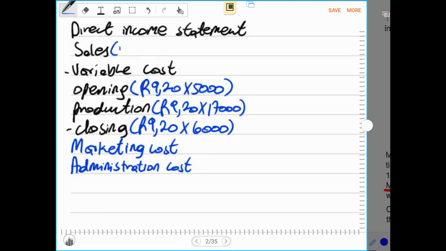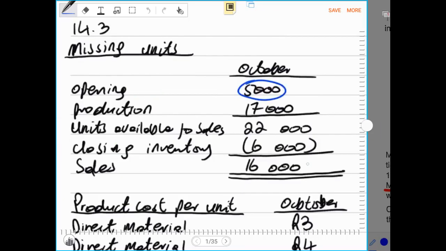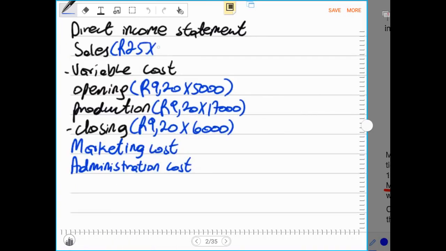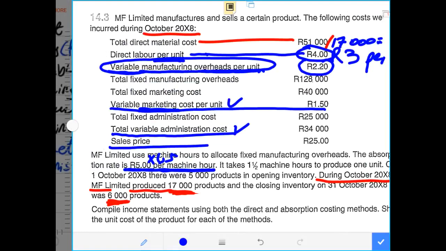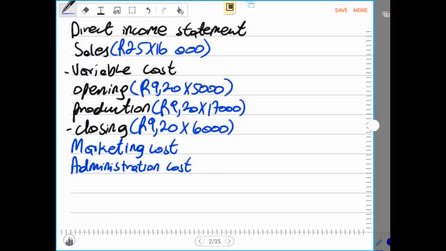With regard to the sales, don't forget, our sales will be 25 rand times the units that were sold during this period. The units that were sold were calculated, and that amounted to 16,000 units. Therefore now we multiply that by 16,000 units. And remember, the selling price was given to us as 25 rand, and there was no increase in either the selling price or the cost. So now everything is as it is given to us, and we have allocated that.